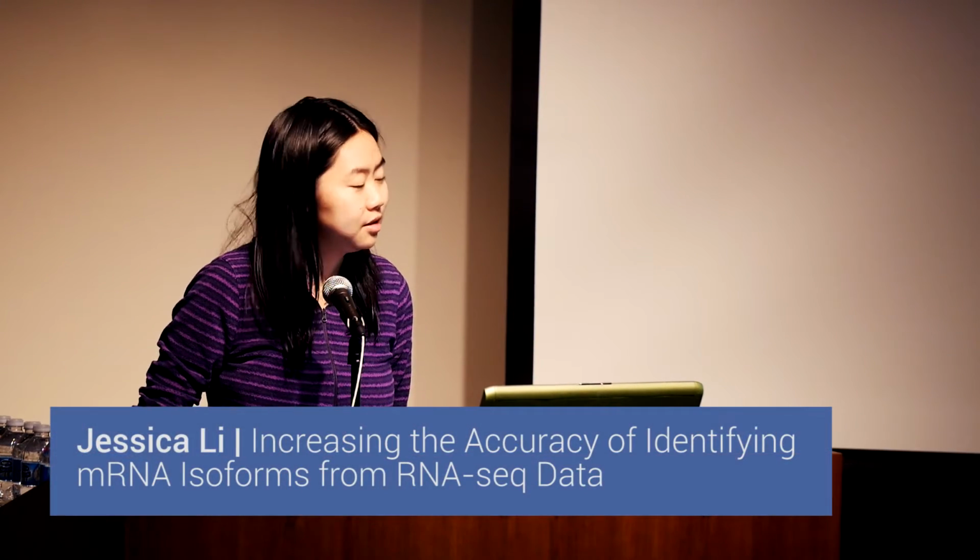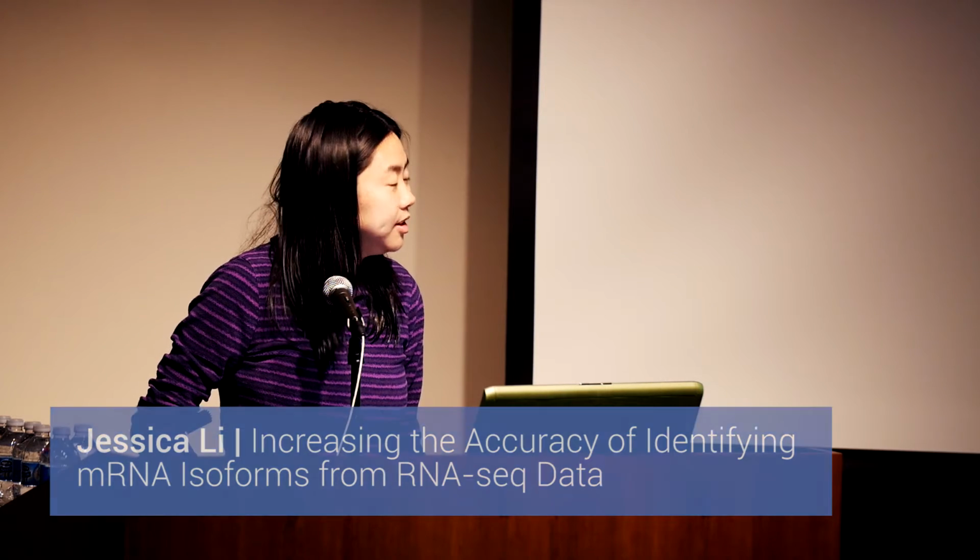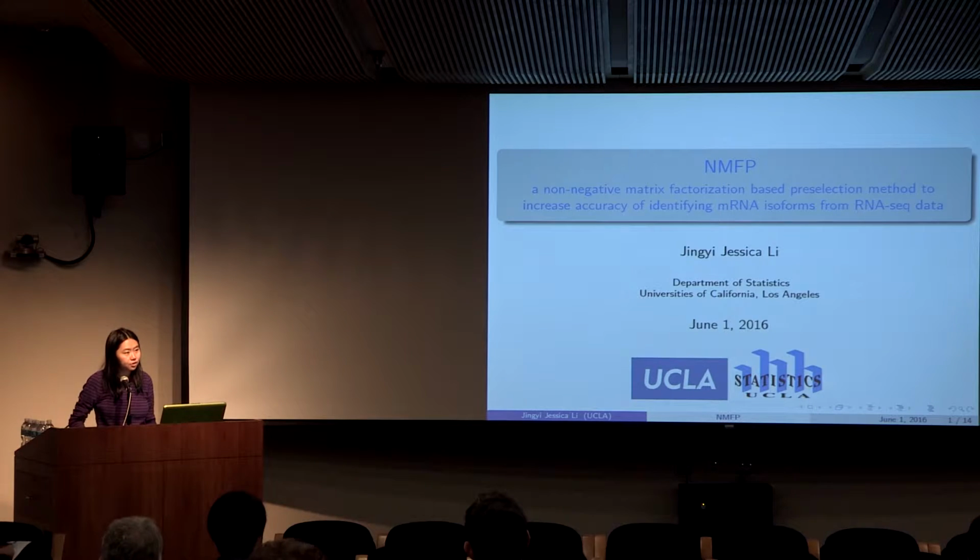Thanks for giving me this opportunity to introduce our software here. The first software I will introduce is called NMFP. By its name, it's a pre-selection method based on non-negative matrix factorization. The goal is to reduce the search space for possible mRNA isoforms if you want to discover novel ones from RNA-seq data.